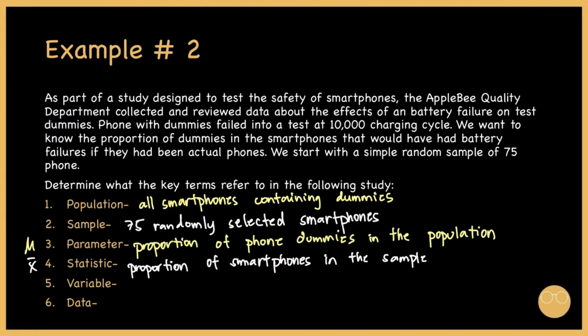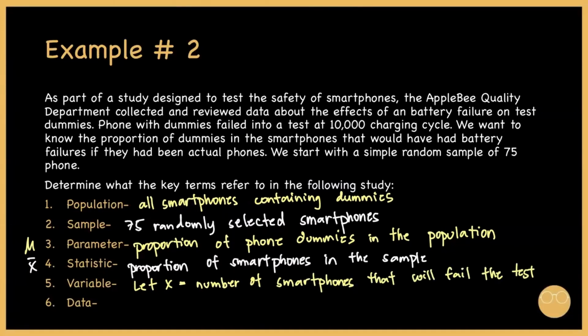Then for the variable, we will use X to be the number of smartphones that will fail the test. Then for our data, we will have here the probability wherein some of the smartphones will fail the test or some will not fail. We will label them as failed or working smartphones.